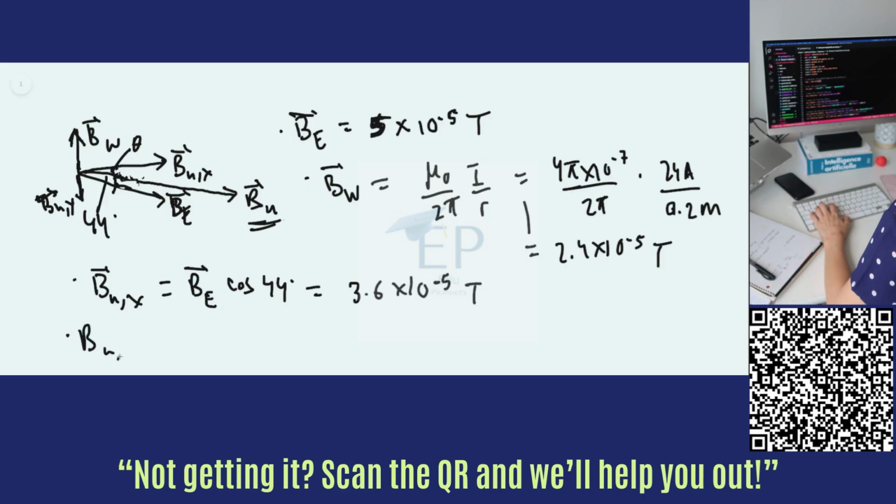And then finally, B sub n, the net magnetic field in the Y direction, B sub ny, will be, first of all, there's a component acting upwards. That's the magnetic field due to the wire, minus, because it is acting below the horizontal, B sub Earth times sine 44, the vertical component. So basically you have 2.4 times 10 to the negative 5 minus 5 times 10 to the negative 5 times sine 44. This gives you negative 1.7 times 10 to the negative 5 Tesla.